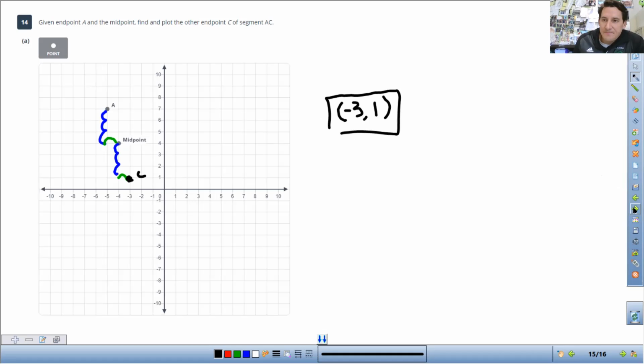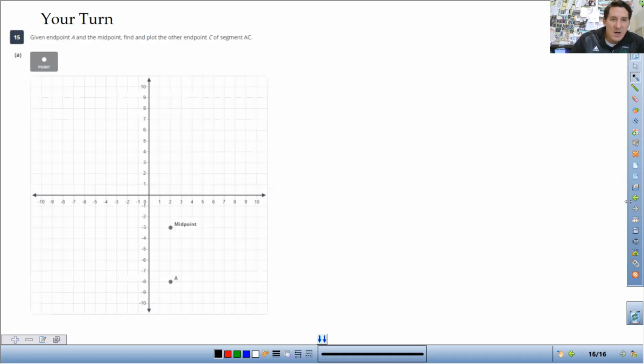One last example. So find the new endpoint C. This one's actually easy because you're only counting up. So from A to get to M, it goes 1, 2, 3, 4, 5 steps to get to the midpoint. So to get point C, I'm going to go up 1, 2, 3, 4, 5. Plot my point right there. So that's point C. X coordinate is 2, Y coordinate is 2. So it's 2, 2.